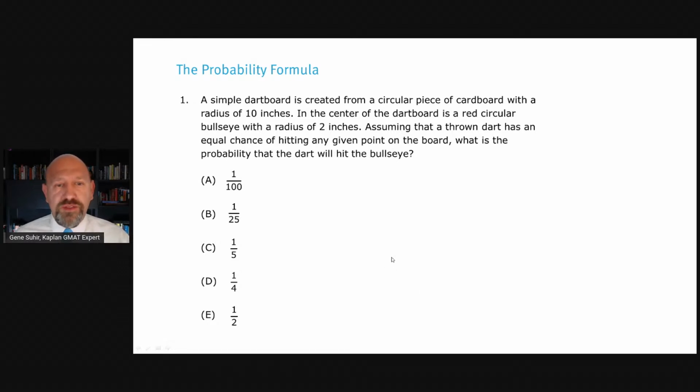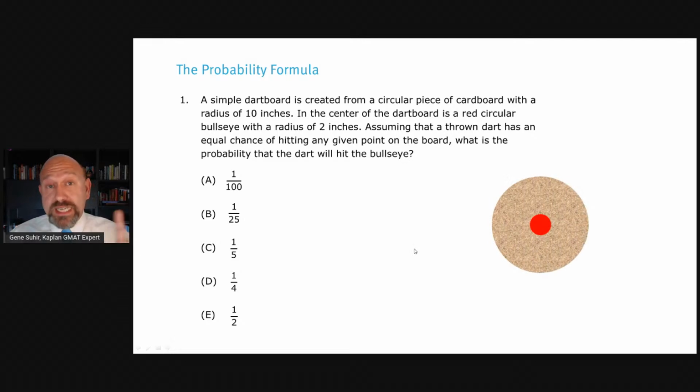You might have wanted to draw the picture here. It doesn't have to be pristine, doesn't have to be a work of art, just legible enough to be helpful to you. A dartboard with a circular red bullseye in the middle. The radius of the bullseye is 2. The radius of the entire dartboard is 10.